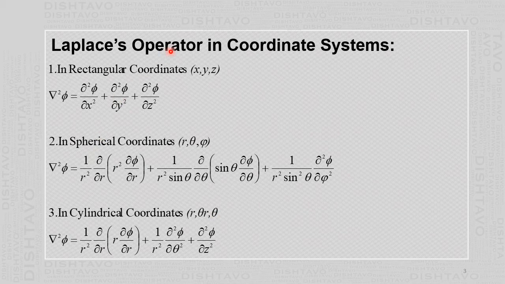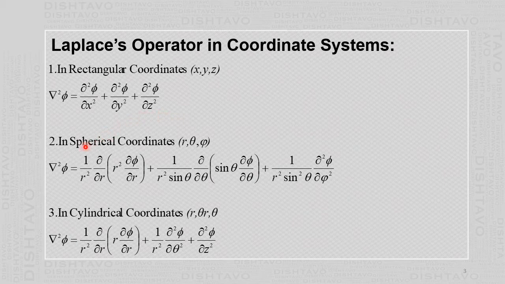Now the Laplace's equation in these coordinate systems. For the first one, the rectangular coordinate system, Laplace's equation is del square phi equal to del 2 phi by del x2 plus del 2 phi by del y2 plus del 2 phi by del z2. This you are very familiar with. We have seen that in the first section in mathematical physics.